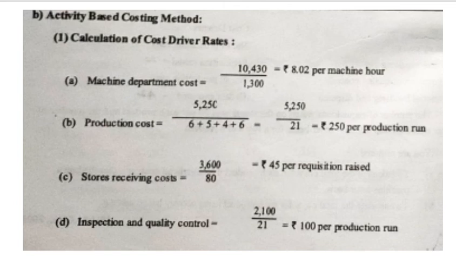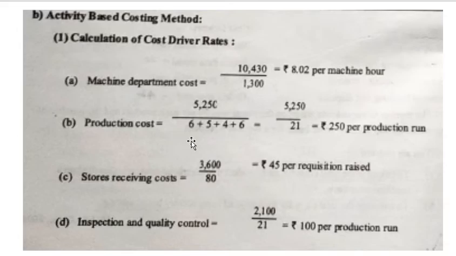Next, according to your question, you have inspection and quality control. For that, the base is number of production runs. Do you have expenses of inspection and quality control cost? Yes, which is 2,100. What is the cost driver you need to take? Number of production runs. As we have already calculated, the number of production runs is 21, 6 plus 5 plus 4 plus 6. So the inspection cost is 2,100 divided by 21, which will give you rupees 100 per production run.